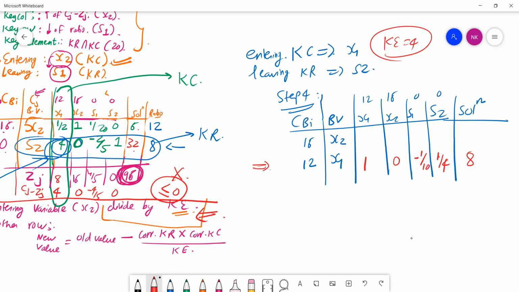Now for the other row, that is the first row, I am doing the calculation over here. For the first element, our old value was 1 by 2, minus the corresponding key row value, that is 4, multiplied by the corresponding key column value, which is itself, divided by the key element, divided by 4. So 1 by 2 minus 1 by 2, it's 0.